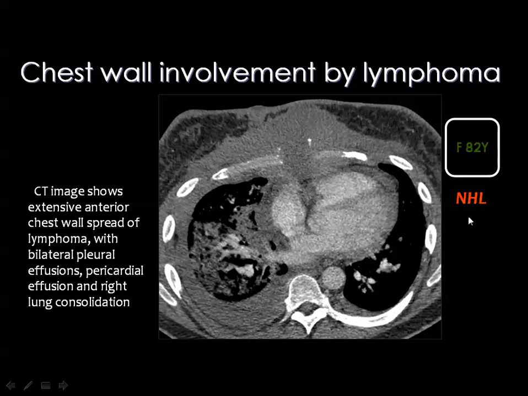And here is chest wall involvement by lymphoma. This patient had a known non-Hodgkin lymphoma, and you see a huge soft tissue mass infiltrating the anterior part of the chest wall and destroying the adjacent ribs. Then you can see also the presence of some infiltrations in the lung, which may belong to lymphoma or maybe just an inflammatory process. Then you see some pericardial effusion as well as bilateral pleural effusion.